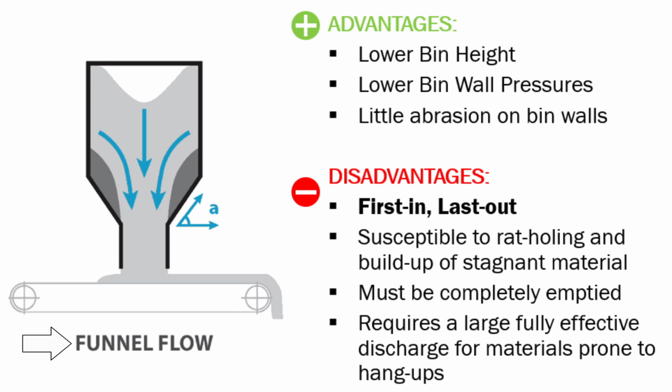And to make a good decision, you will need to understand the cost benefit of each flow pattern, because each flow pattern does have its advantages and disadvantages. Starting with funnel flow. The big advantage of funnel flow is that you don't require steep sloping walls. With shallower hopper walls, you can get your desired storage with a shorter bin.